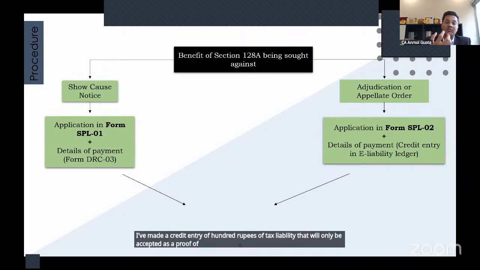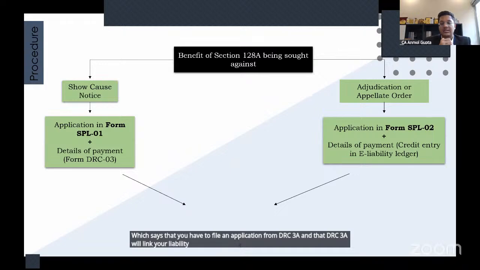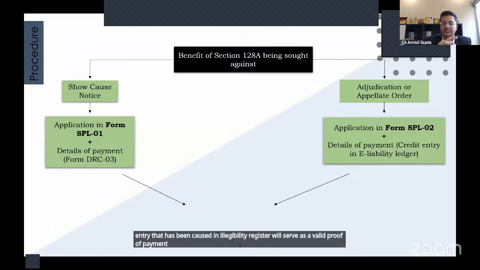But sir, what will happen in case I have already paid the demand via DRC 3? In that case, as per the circular, you need to follow the method prescribed under Rule 142, Sub Rule 2B, which says that you have to file an application in form DRC 3A, and that DRC 3A will link your liability directly in e-liability register, and then the credit entry that has been caused in e-liability register will serve as a valid proof of payment that has been made by the taxpayer.